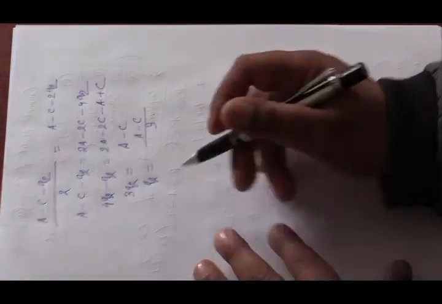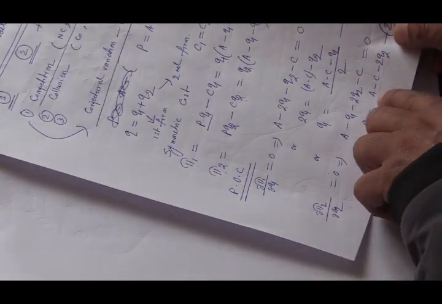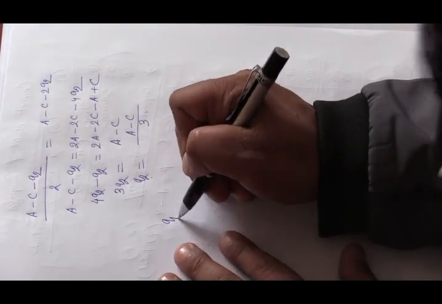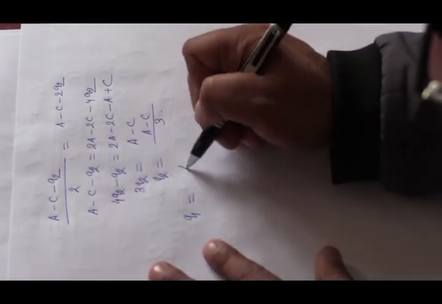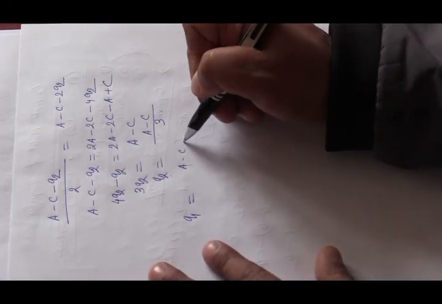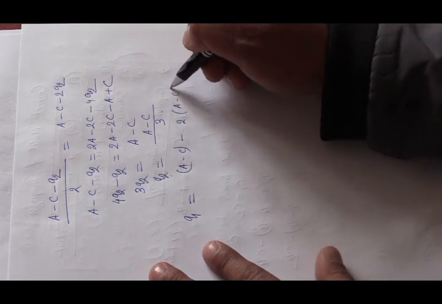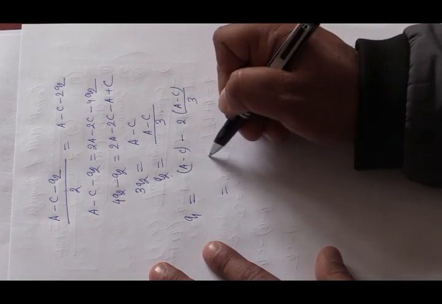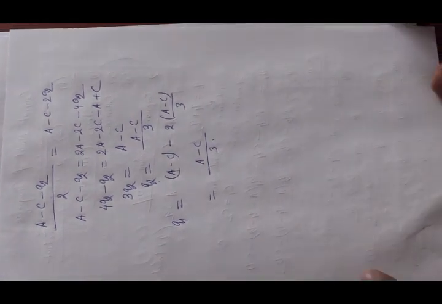So now if we put the value of Q2 into any of the reaction functions, we will find the value of Q1. So Q1 equals A minus C minus 2 into (A minus C) by 3. So it will also be equal to (A minus C) by 3.